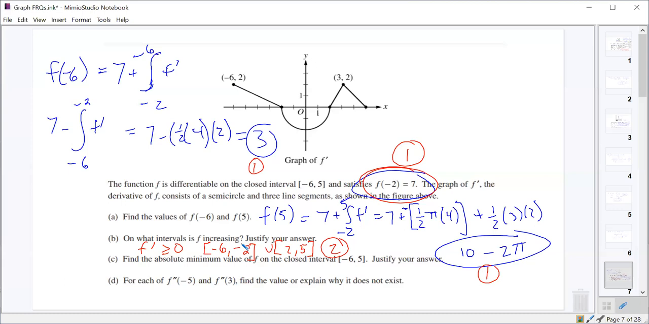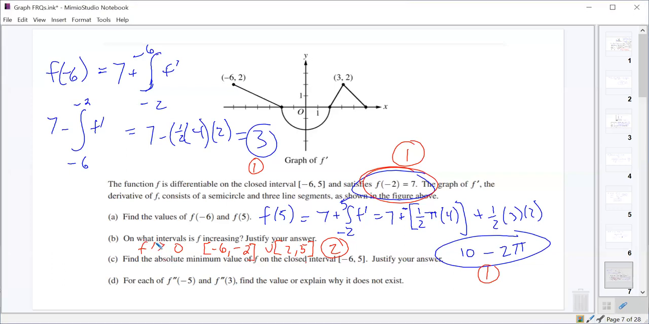They'd like you to write it. I mean, they wrote f prime of x is greater than 0. Yeah, that's literally all they wrote. They wrote f prime of x is greater than 0 on these intervals. Okay, they wrote greater than.